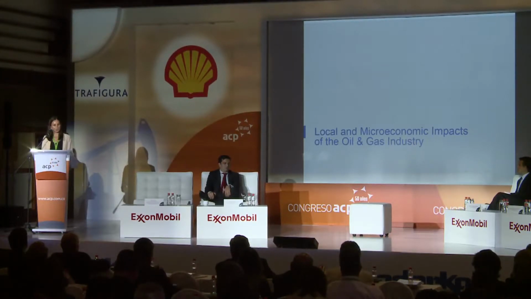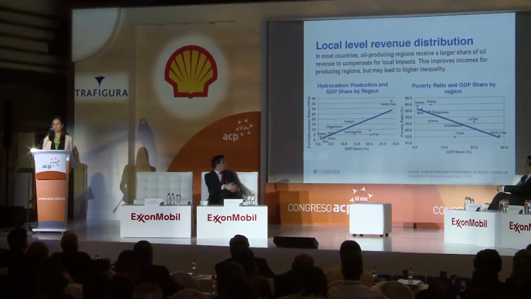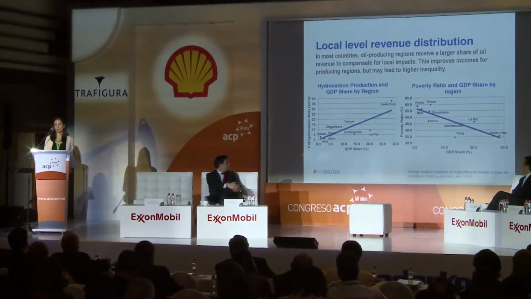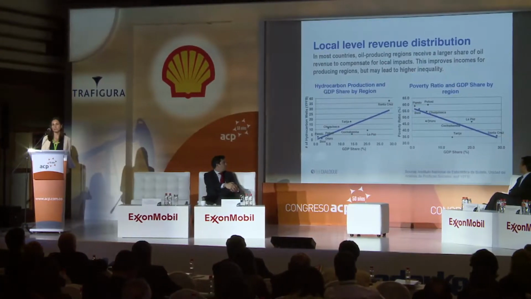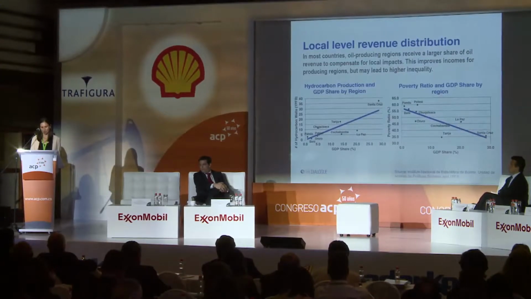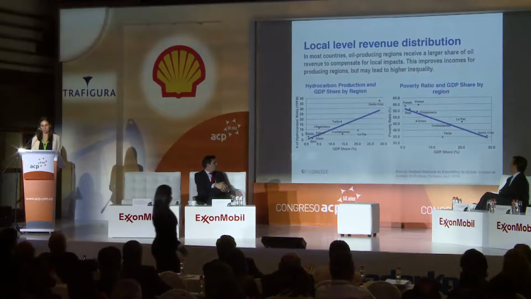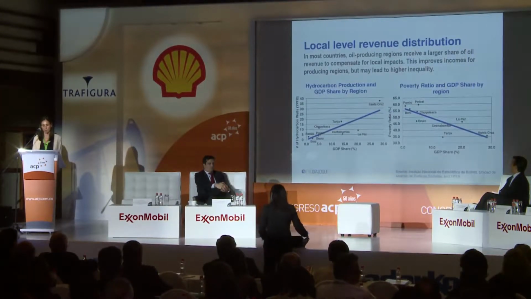So now I'll talk a little bit about the local and sort of microeconomic issues, which I think are where we see a lot more variation from one country to another. In most countries in the world, oil-producing regions receive a larger share of oil revenue than non-producing regions. And this is meant to compensate for the local impacts of the oil industry. So this obviously improves incomes. It leads to larger income for the producing regions, but it can also lead to more inequality.